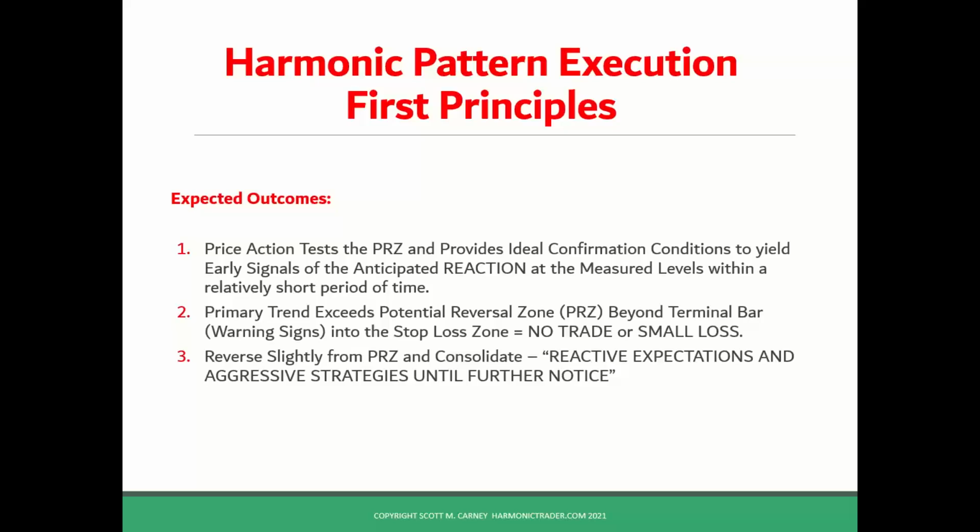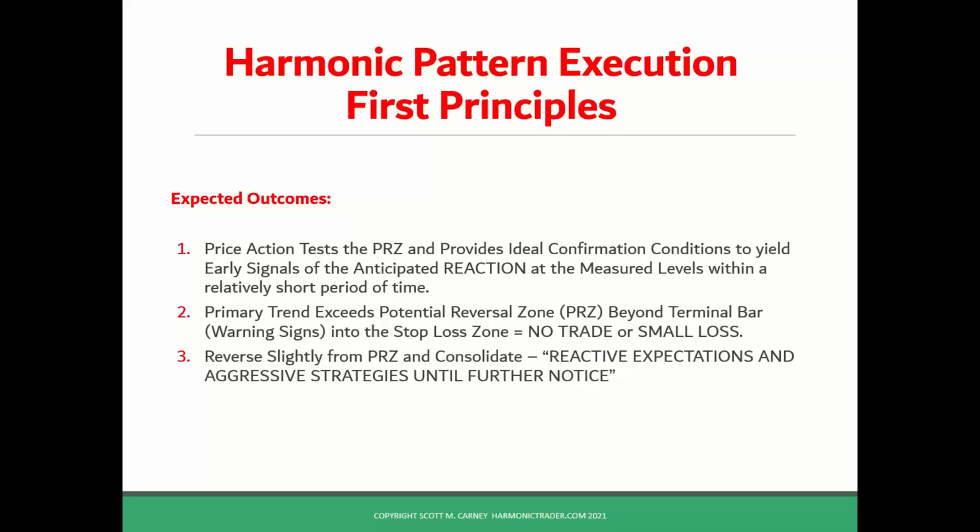Those are obvious outcomes of whatever our strategy, but from a harmonic pattern perspective, it hits the PRZ and gives us confirmation. We're going to talk about those confirmation conditions today. Those give us signals for an anticipated reaction at the zone, at the measured levels, and that's within a relatively short period of time. So expected outcome number one: it works out within the framework of what we're looking for.